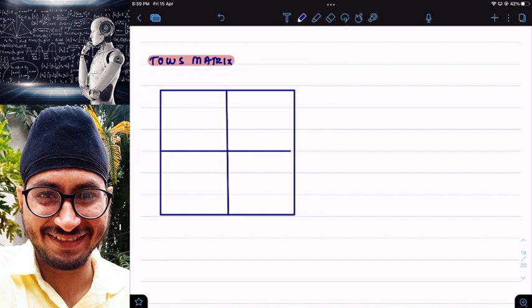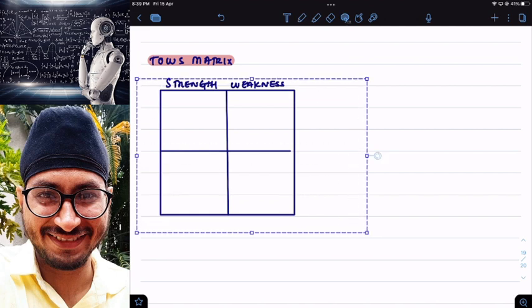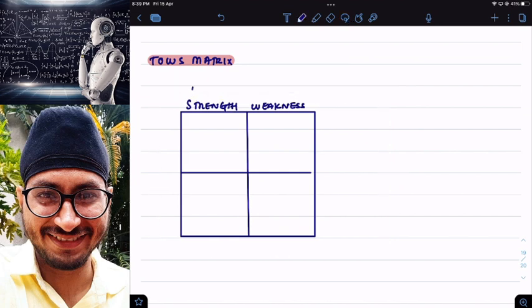Here we will write strength and here weakness. Strength and weakness are which factors? Internal factors. So this side we will take internal factors. And then we have external factors, which are threats and opportunities.